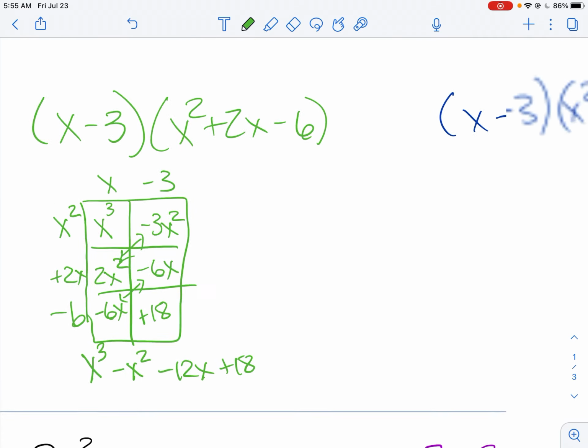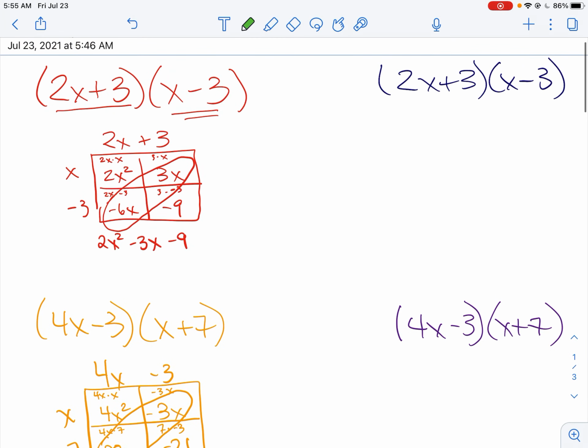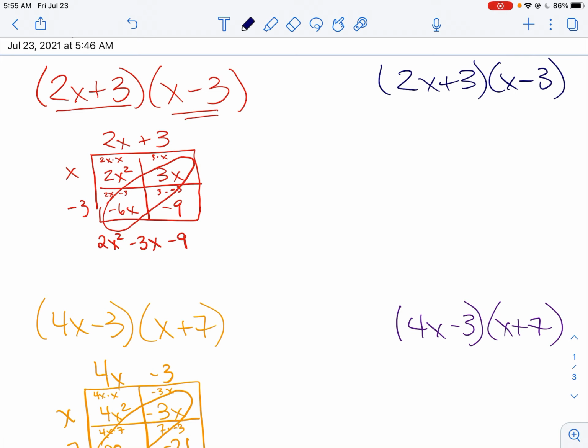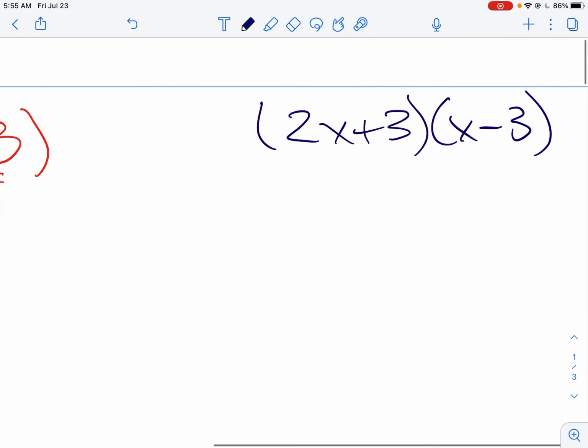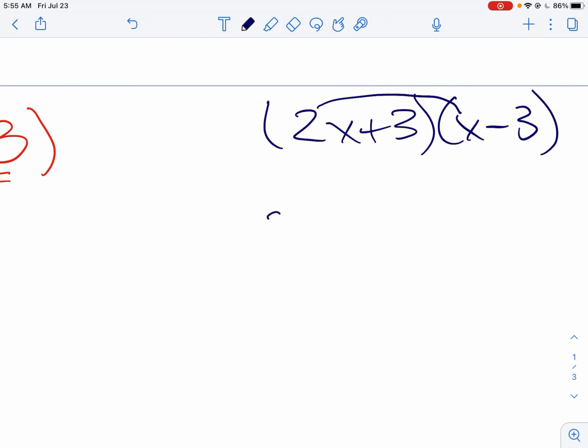Now I showed you the box method for these three, but you don't have to use the box method. You could just be using the distributive property. So I'm going to show you this first one, this one right here, as the distributive property. So I take 2x and I multiply it by x. I would still get 2x squared.